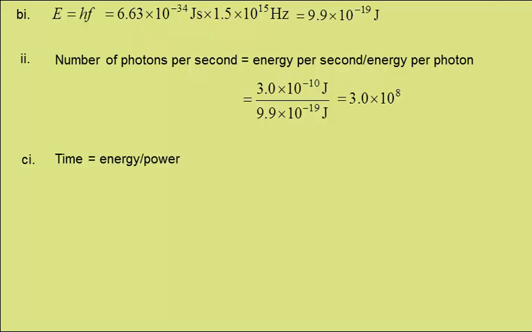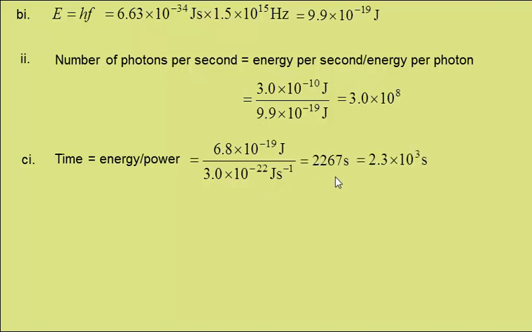Well, time is energy over power, and we need an energy of 6.8 times 10 to the minus 19 joules, and the power, or energy per second, is 3.0 times 10 to the minus 22. This gives a time of 2267 seconds, or 2.3 times 10 to the 3 seconds, to two significant figures, the same as the data we're provided with.